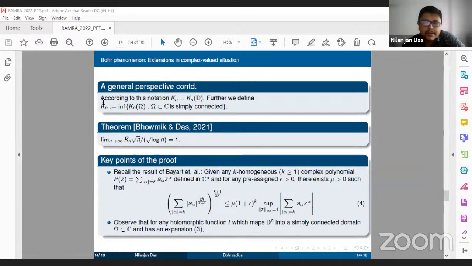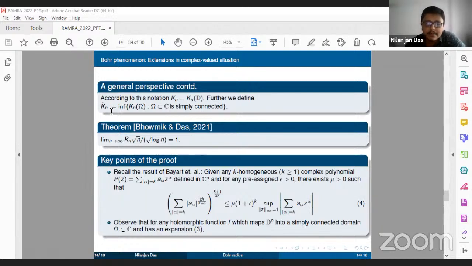So, we further define one more quantity, given by this K_n tilde, that is the infimum over Omega, such that Omega is simply connected, of K_n(Omega). And according to our notation, we easily see that K_n is basically K_n of D. So what we have been able to prove is that this quantity K_n tilde also behaves asymptotically as square root of log n by square root of n as n tends to infinity.